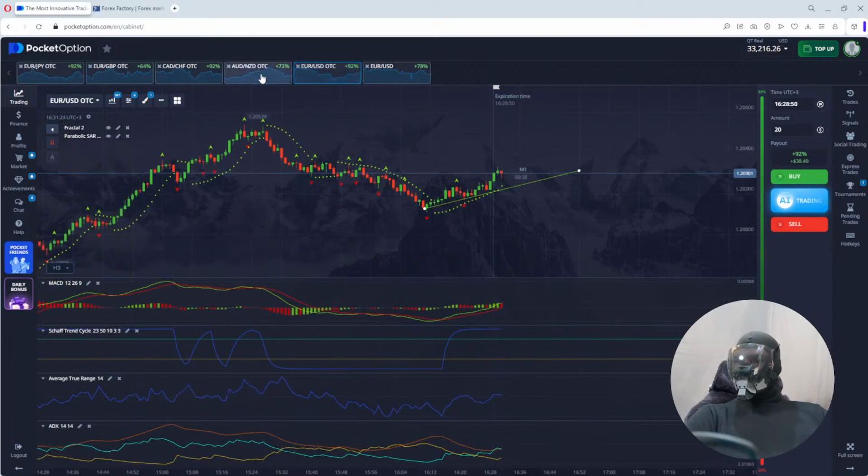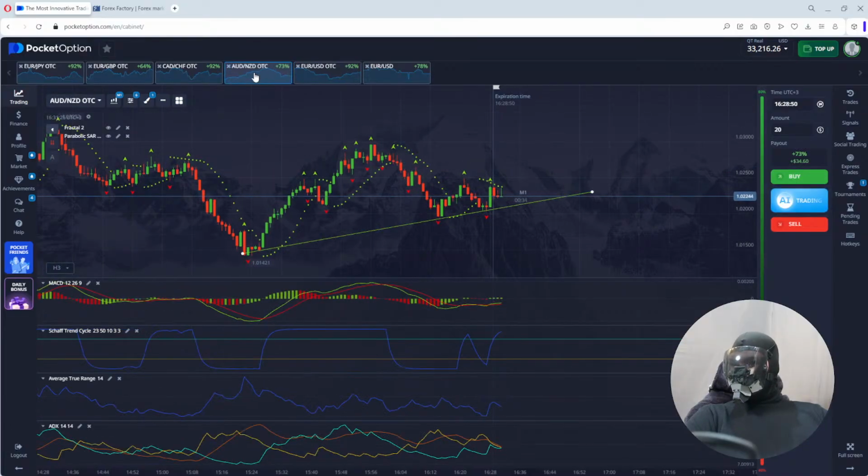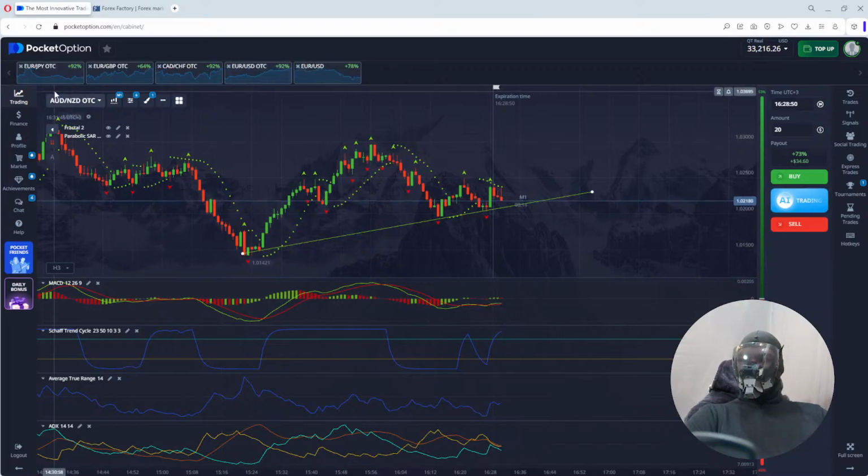Euro dollar, okay, you know what? I think I'm going to maybe remove this because it's been going kind of iffy for a while, right? Since 1620. These bars right here, they're super small. Volatility is low. We don't really have a trend. I'm thinking that I'm actually going to take away AUD NZD.